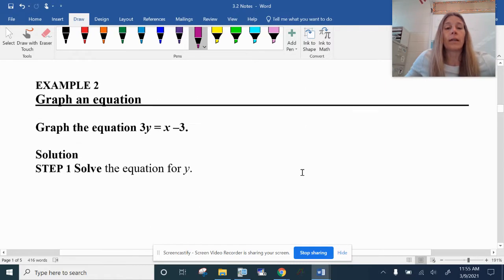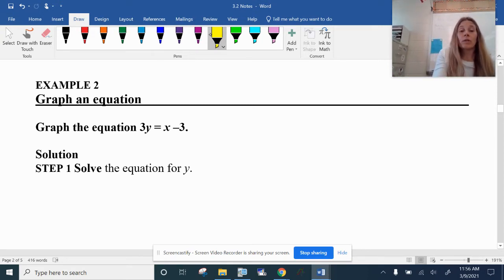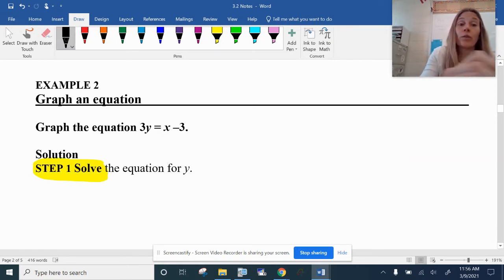So now that we understand how the ordered pairs are representing solutions, obviously there can be many, many solutions for an equation that has two variables, the x and the y. Now, when we're going to graph it, the first thing we want to do is solve the equation for y, and we also call this getting it into function form.